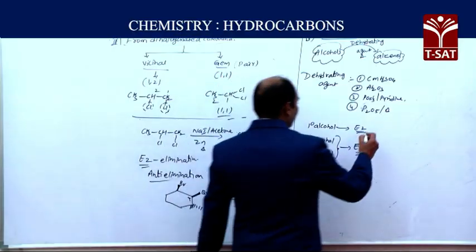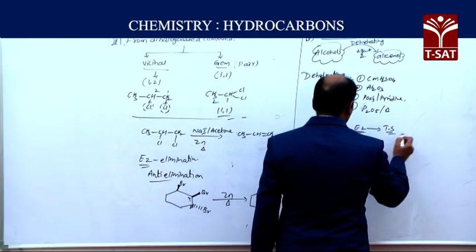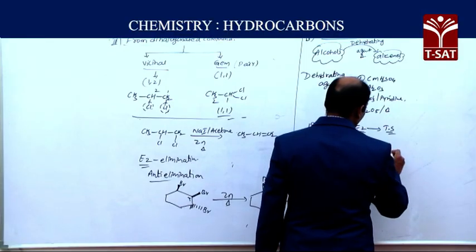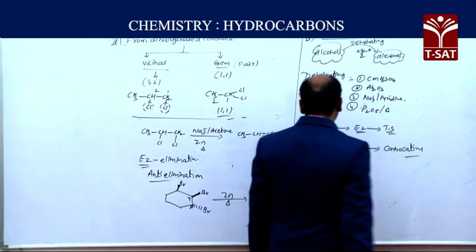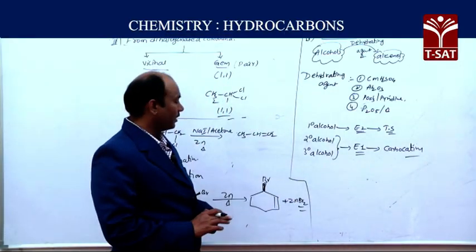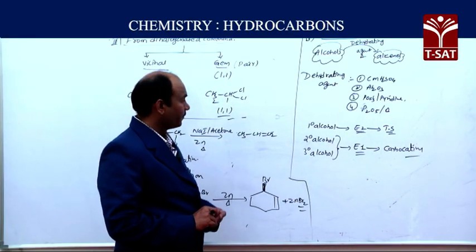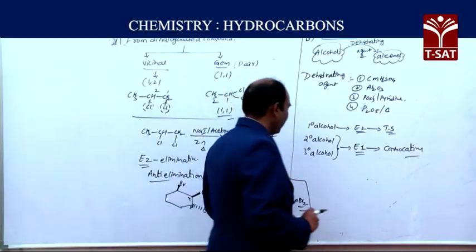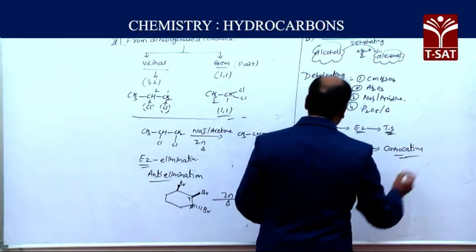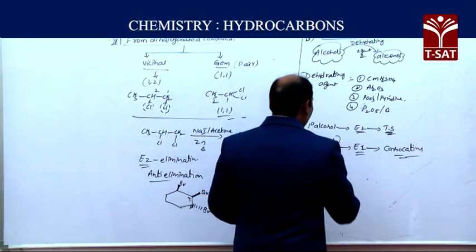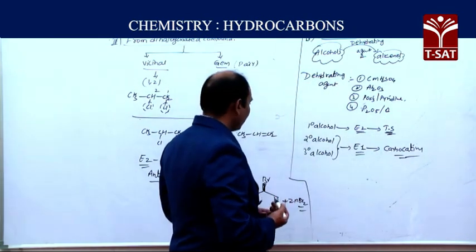E2 elimination proceeds through a transition state. E1 elimination proceeds through formation of a carbocation intermediate. Secondary and tertiary alcohols follow the E1 mechanism. Primary alcohols follow the E2 mechanism. It proceeds through a transition state, whereas this one proceeds through a carbocation generally. And there are also some exceptional cases.